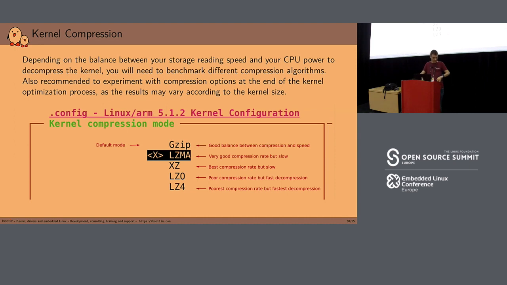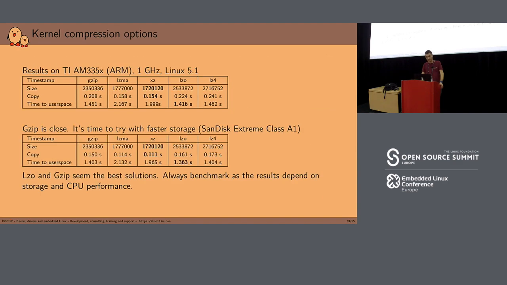Kernel compression is interesting too. You have various compression schemes that are available. By default, it's LZMA, at least in BeagleBone Black. I guess it's board dependent, or maybe it's a default, which makes sense, I guess, for x86. So I made some tests.